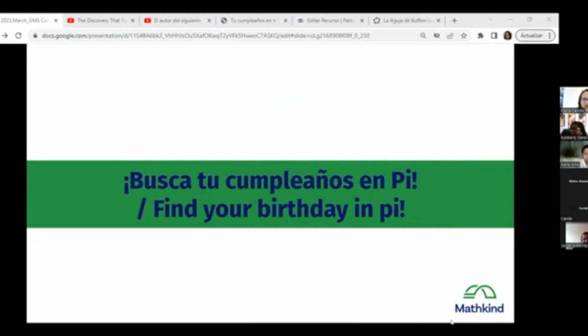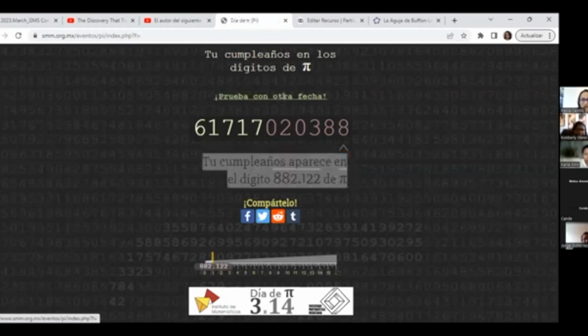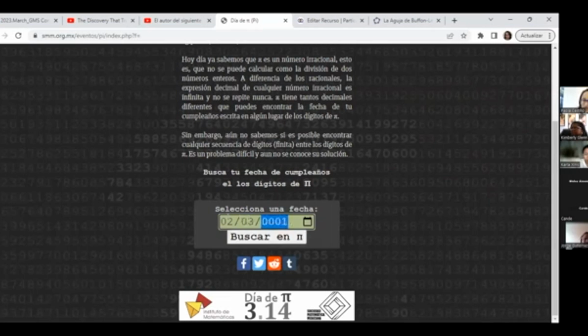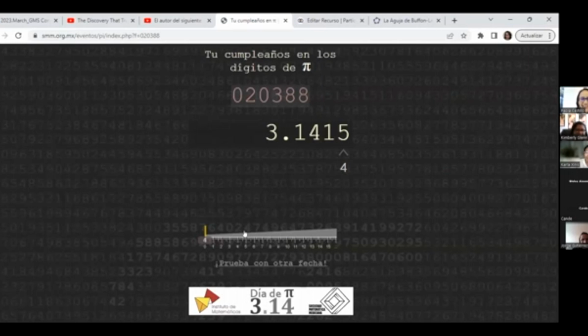This link that I have shared allows you to find your birthday in Pi. For example, my birthday is March 2nd, 1988. And this allows me to search where my birthday is located in Pi.